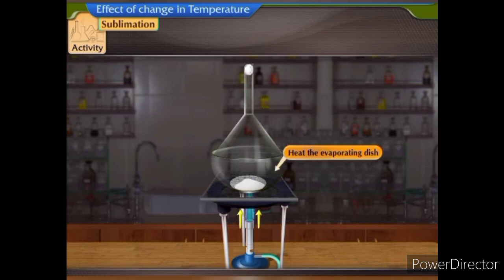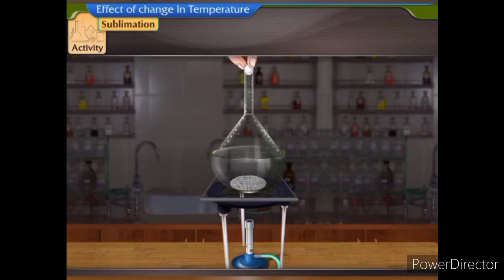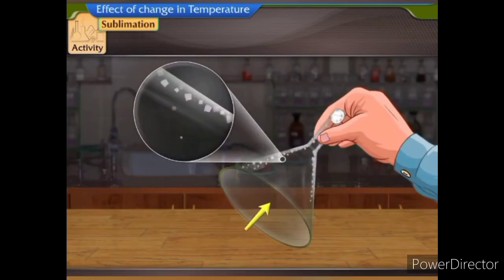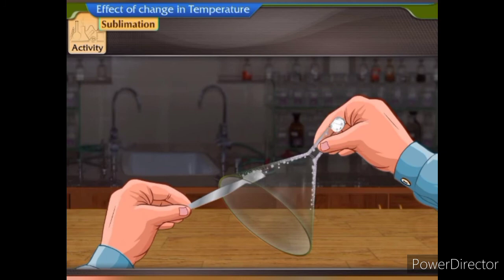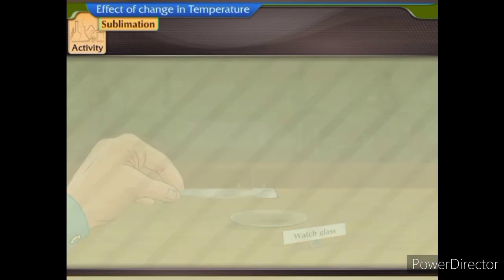Heat the evaporating dish. Soon you will observe that vapors are formed. Stop heating the evaporating dish. When the evaporating dish cools, remove the glass funnel and see the inner part of the funnel. We see a white deposit on the inner wall of the glass funnel near the base of the stem. With the help of a spatula, scrape out this white deposit into a watch glass.